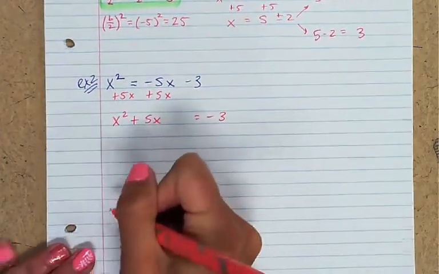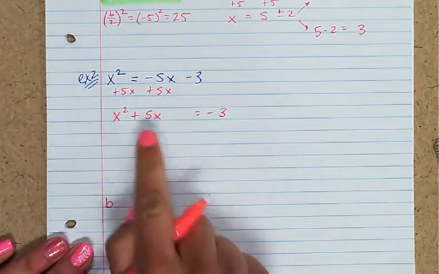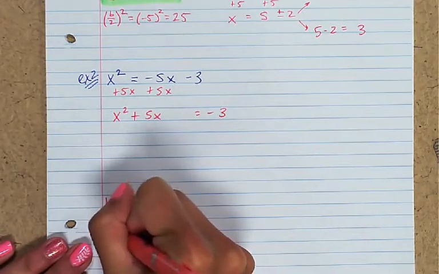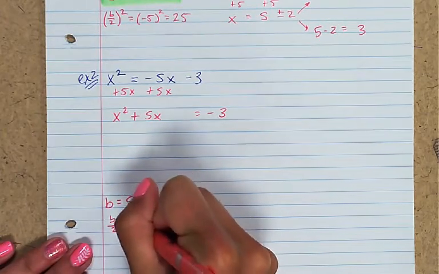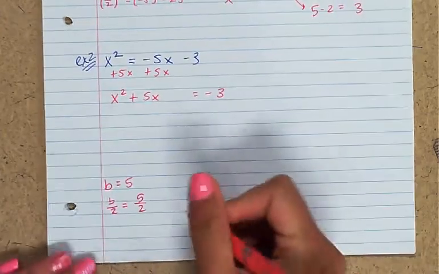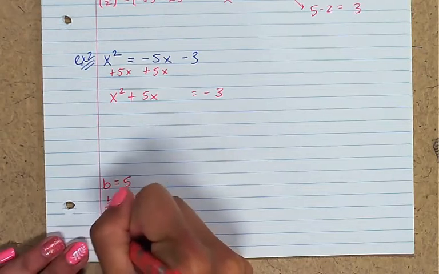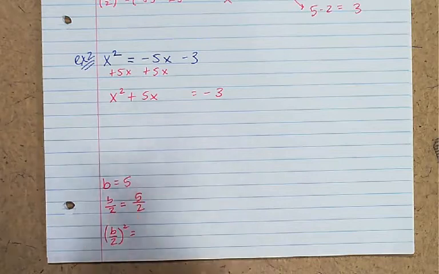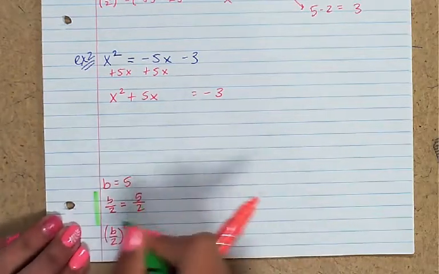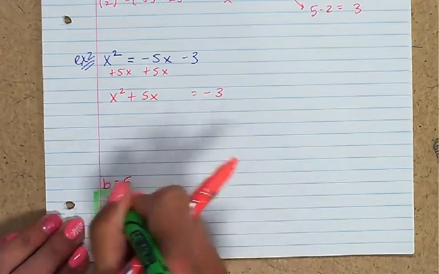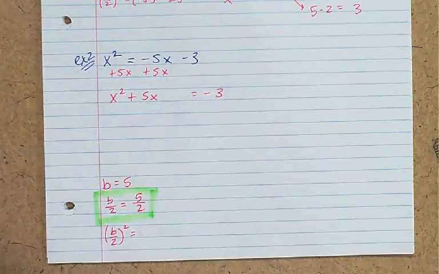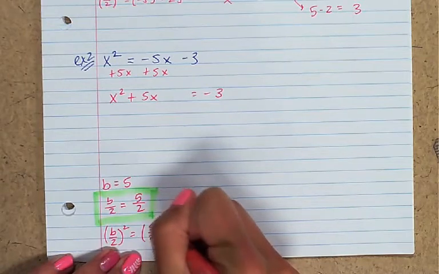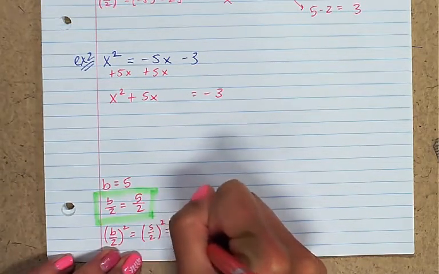So we're going to take b, the number in front of the plain x, divide it by 2. I'm just going to leave it written as 5 halves there. And then we're going to square it. So take what we got for b divided by 2. Highlight. That's going to go inside our parentheses. So 5 halves squared is 25 fourths.